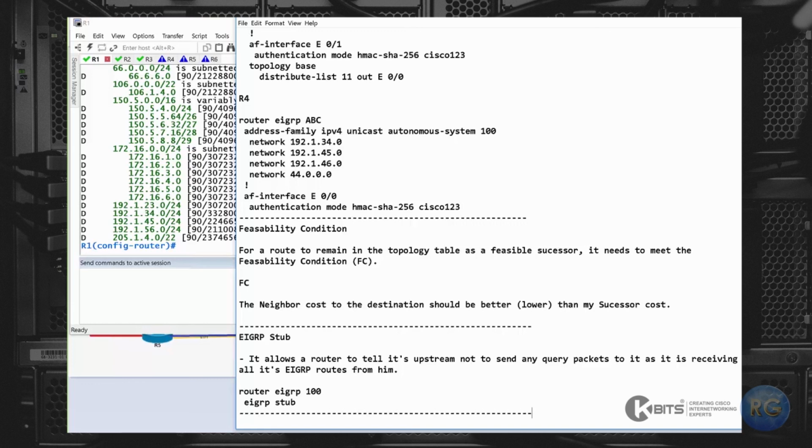You guys understand EIGRP now? So this is EIGRP to the max.